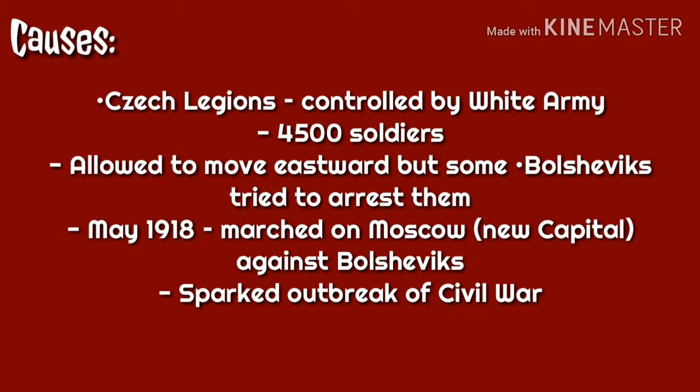The real trigger for the Civil War was when the Czech Legion, which was controlled by the White Army, rose up. This was 4,500 soldiers who were allowed to move eastward, but some Bolsheviks tried to arrest them. So in May 1918 they marched to Moscow against the Bolsheviks, and this sparked the outbreak of civil war. So why did the Bolsheviks win the war?